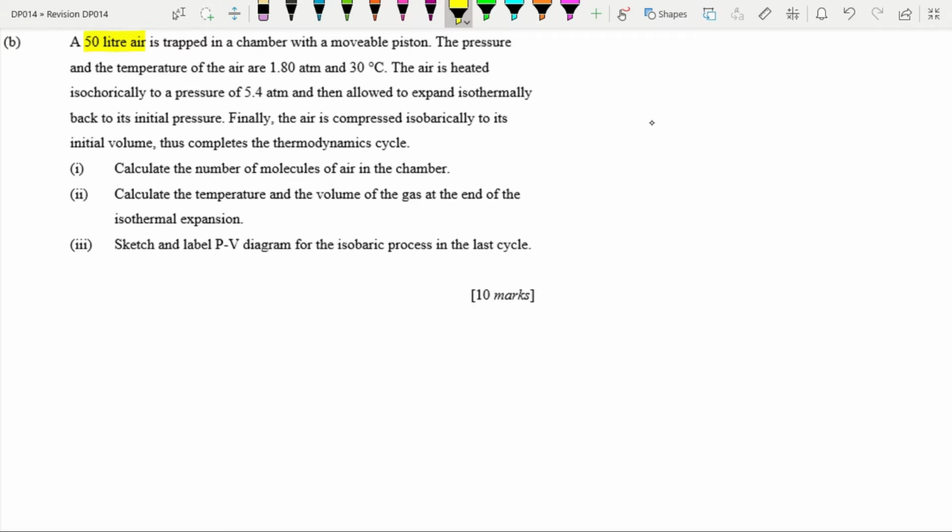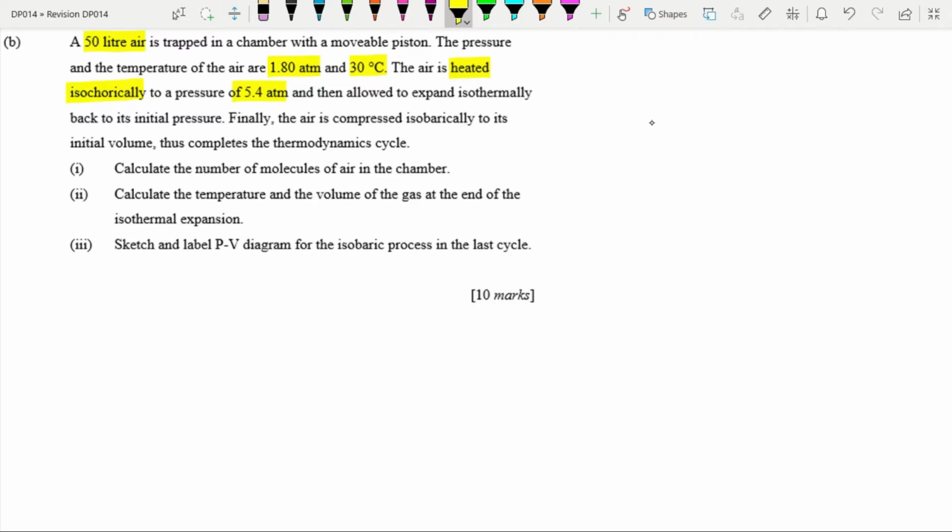The pressure and the temperature of air is 1.8 atm and the temperature is 30 degrees Celsius. So initially, this is the pressure and temperature of the air. Given the volume too, the air is heated isochorically. Isochorically is the same as isovolumetric, that is, volume constant, to a pressure of 5.4 atm. So its pressure increases from 1.8 to 5.4.